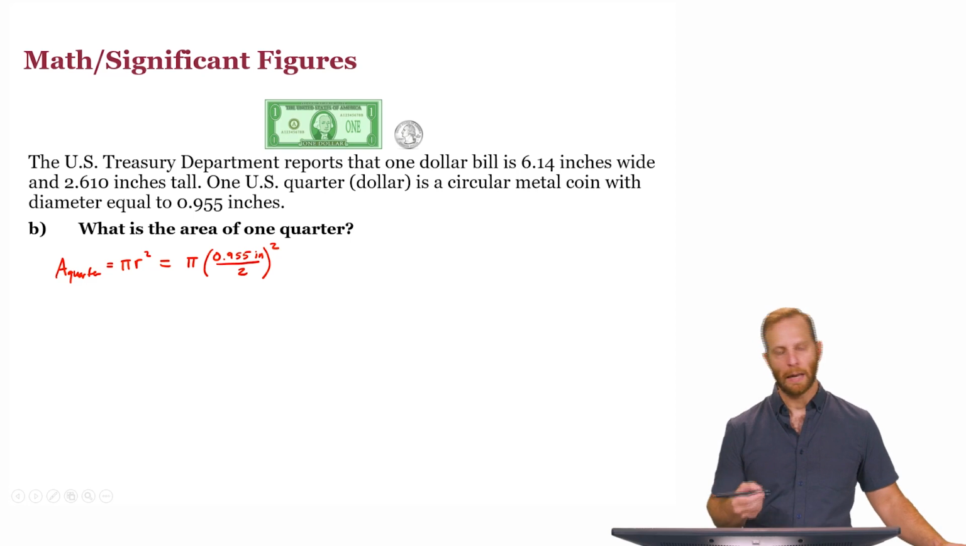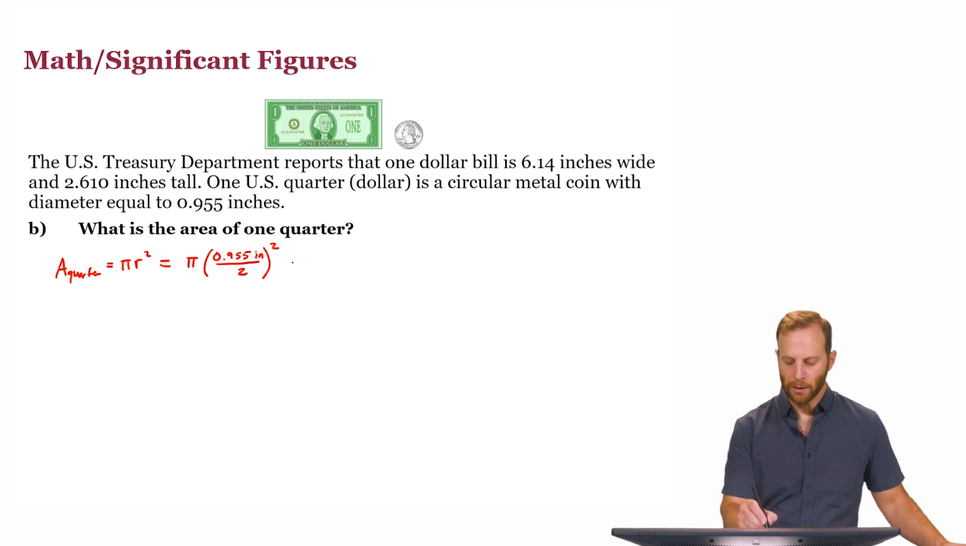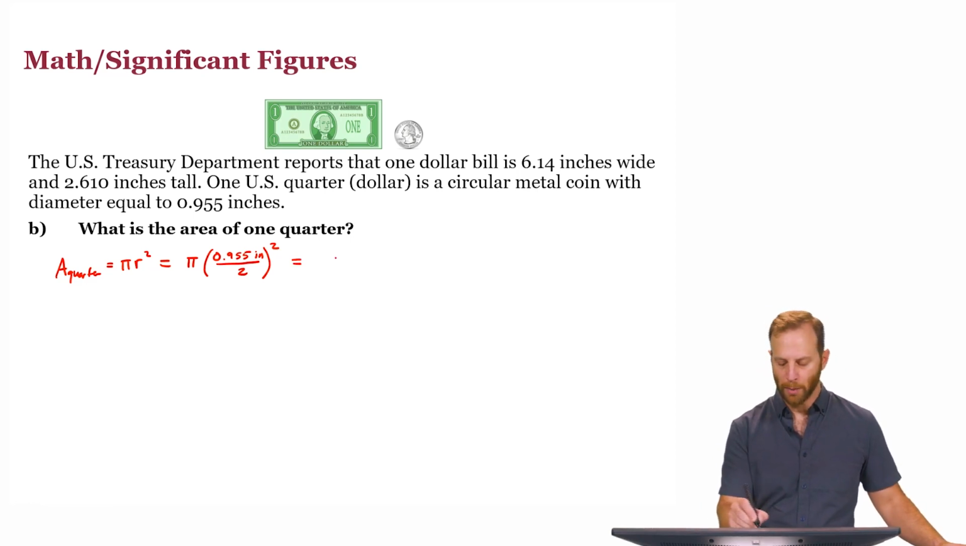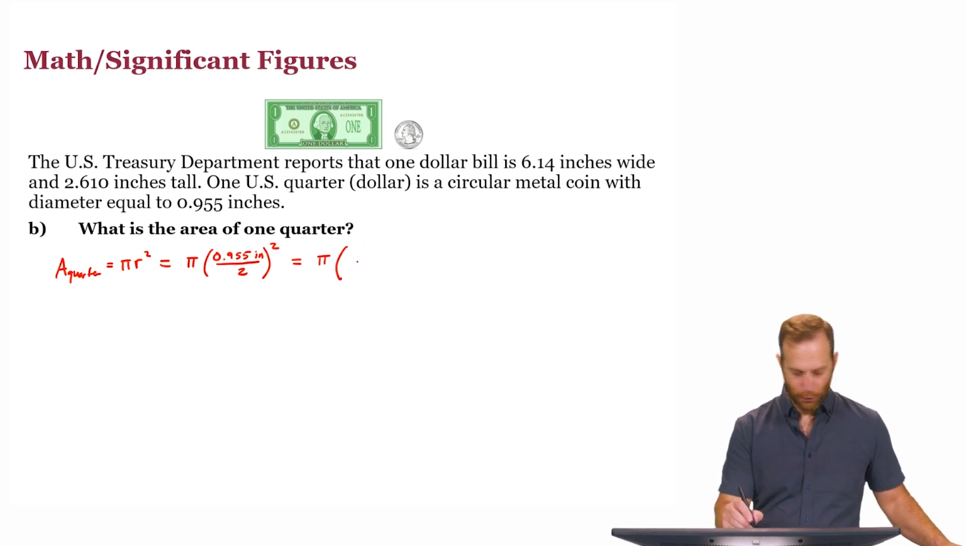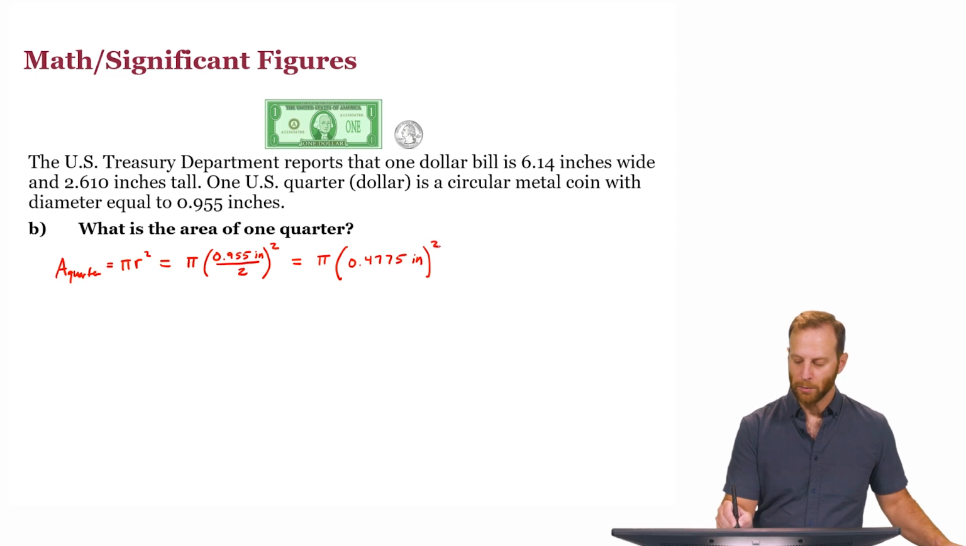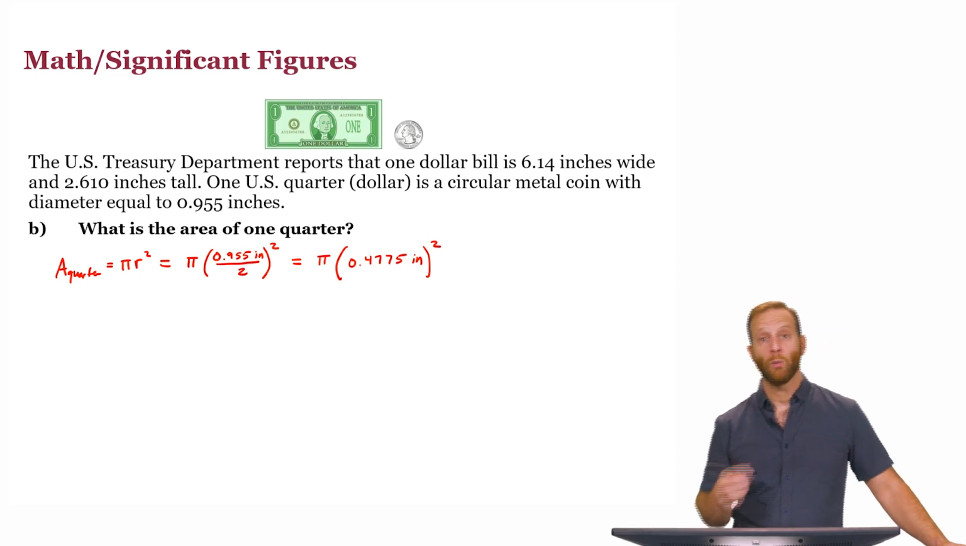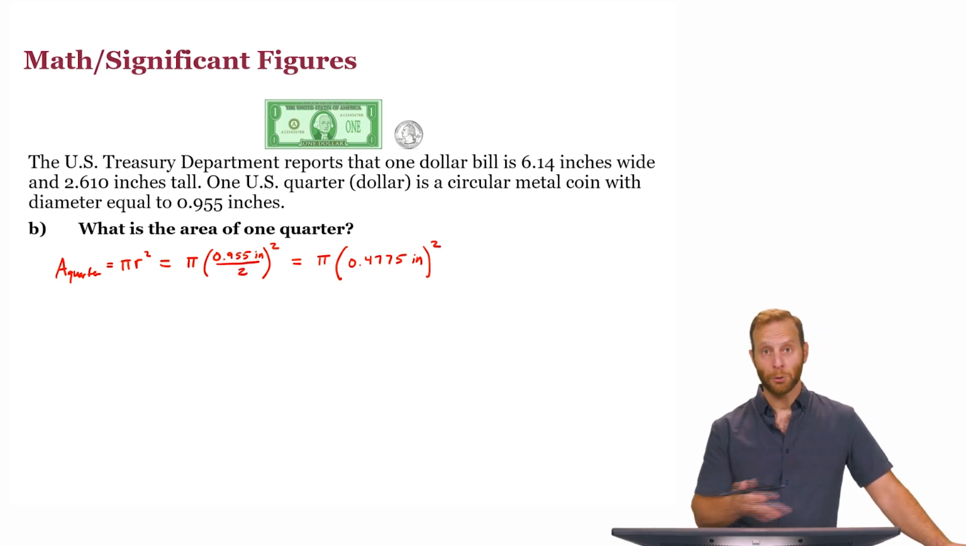You might be using a calculator, in which case these details are less important, but if you're doing this by hand, notice what happens. This is pi, and half of 0.955 gives you 0.4775 inches, and that needs to be squared. I do not want to round yet. I want to keep extra digits around, maybe 1 or 2 extra digits, and in the end is when we will use our rules for sig figs.